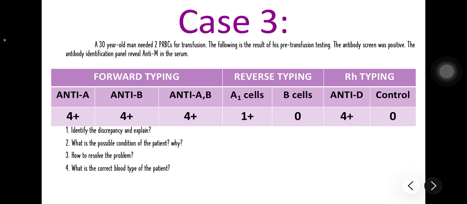When you are going to use M negative cells, the reaction with your A1 cells should disappear. So which result is correct? The forward typing is correct because there we can see that it has a strong 4 plus reactions with anti-A and anti-B. So clearly the patient is blood type AB. So the reverse typing discrepancy is caused by an unexpected antibody, which is the anti-M. So what's the correct blood type now? So our patient is blood type AB Rh positive.